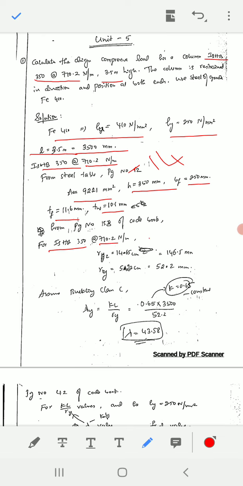Then we have to go to page number 138 of the code book, right? To find out RY and RZ values we need the code book also. So here for ISHB 710.2 Newton per meter, RZ value is 14.65 centimeter, in the sense 146.5 mm. Same way, the second one is RY, that is 5.22 centimeter or 52.2 mm. I'll show the code book page number 138.